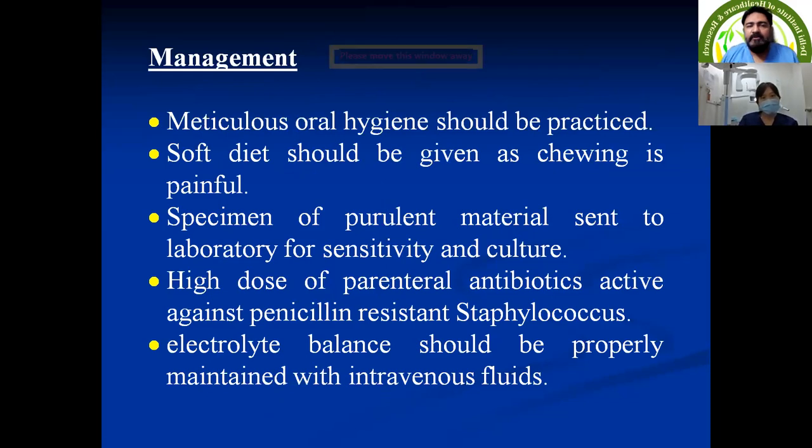Meticulous oral hygiene should be practiced. Soft diet should be given as chewing is painful. Specimen of purulent material is sent to the laboratory for sensitivity and culture. High dose of parenteral antibiotics active against penicillin-resistant staphylococcus. Electrolyte balance should be properly maintained with intravenous fluids.